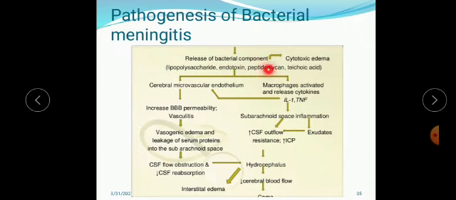Again, due to the release of bacterial components, there will be macrophage activation and release of cytokines like interleukin 1 and tumor necrosis factor, and this leads to subarachnoid space inflammation, which leads to increased CSF outflow resistance and increased intracranial pressure. All these conditions lead to the development of hydrocephalus, and because of this hydrocephalus there is a decrease in cerebral blood flow, and the patient will develop coma.